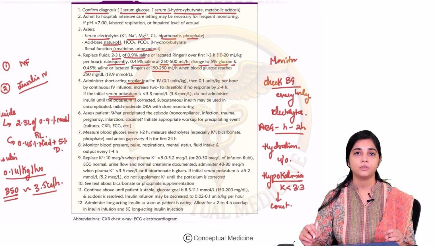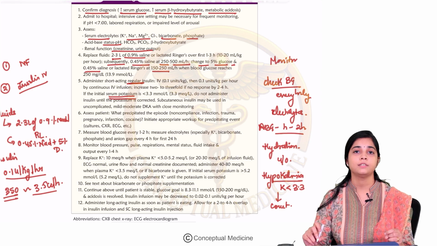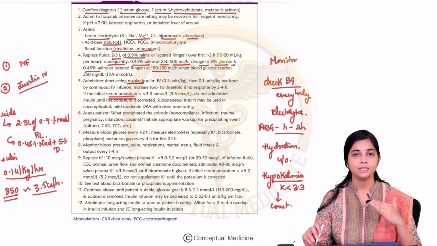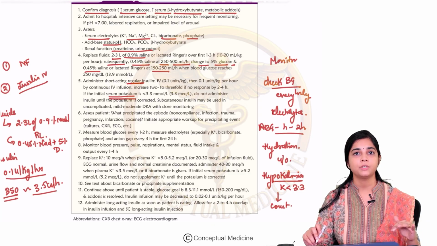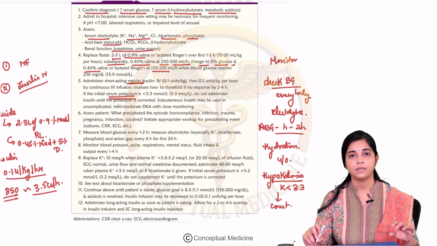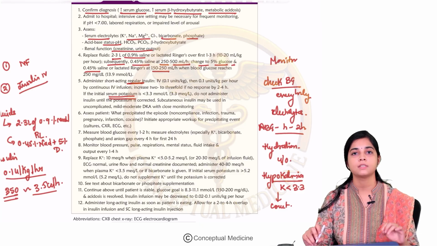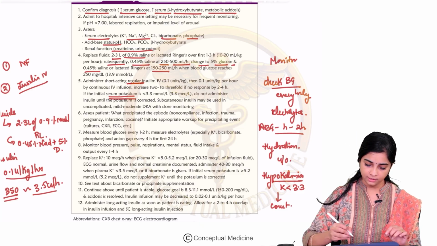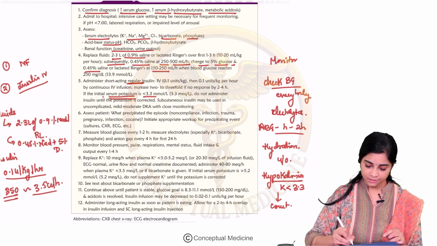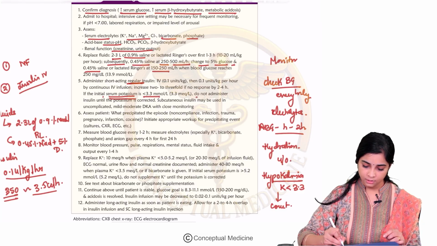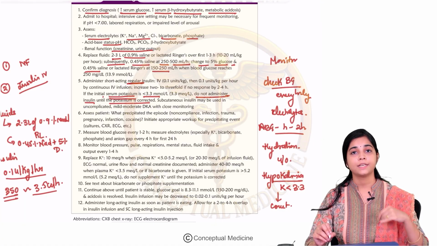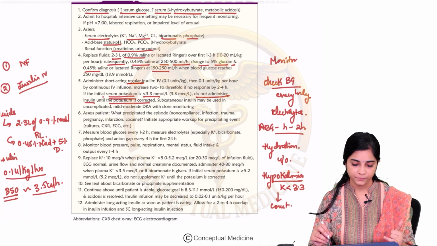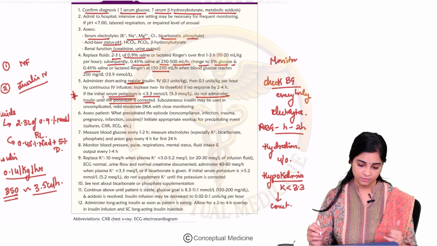You give 40 milliequivalents of potassium in one hand, and in the other IV line you can give your insulin. You correct your hypokalemia first and then you go with your insulin correction. So if the initial serum potassium is less than 3.3, do not administer insulin until the potassium is corrected, because it can worsen the hypokalemia. So that is about your hypokalemia.